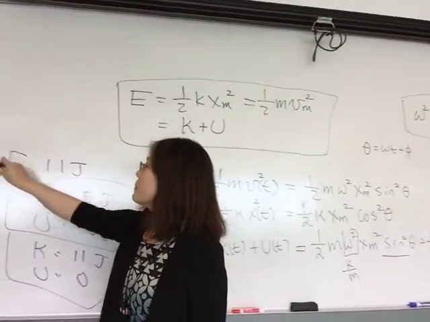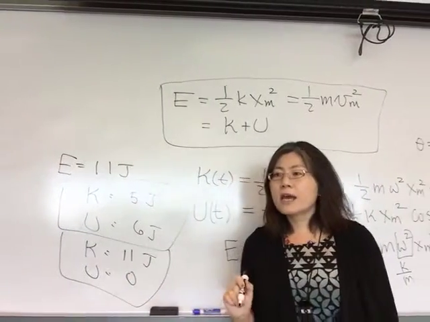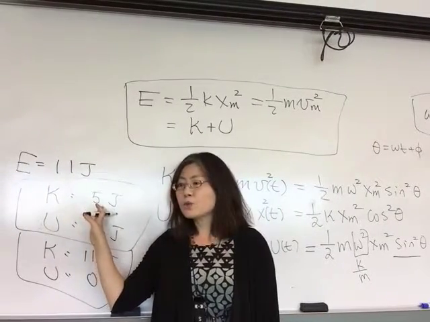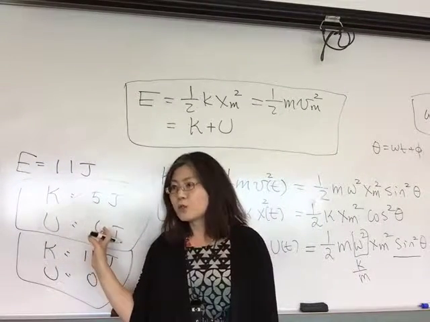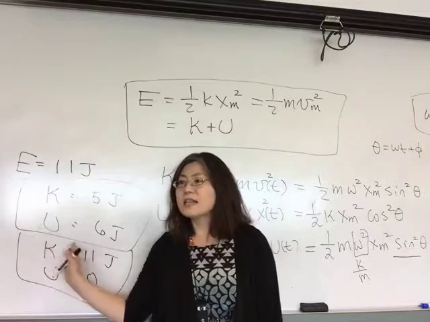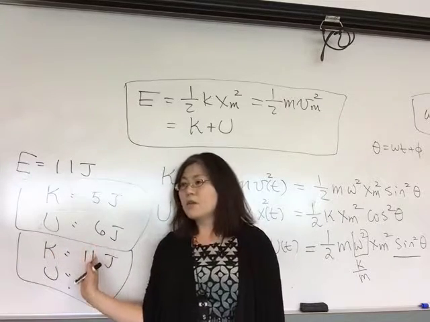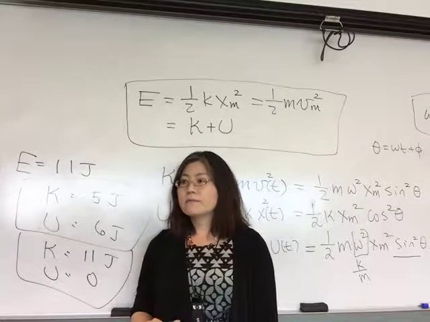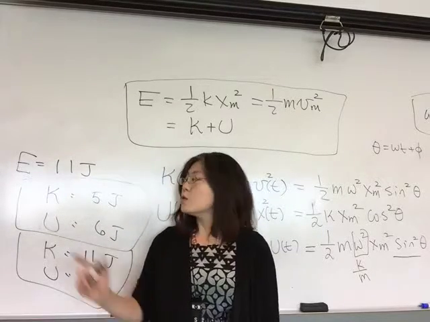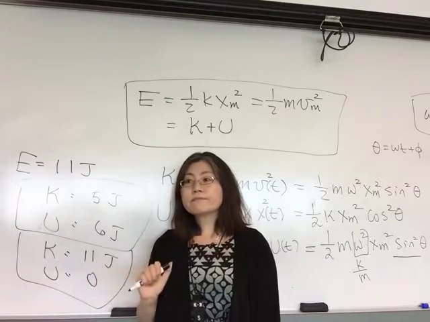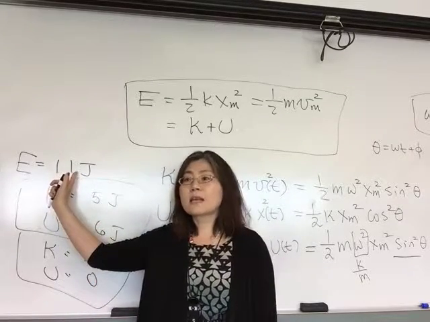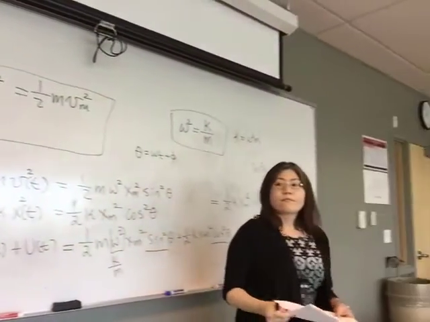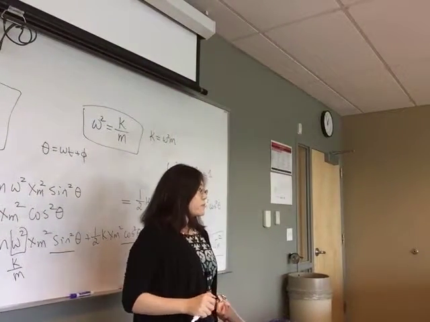I'm just saying that if you have a mechanical energy of 11 joules, you can have a scenario where kinetic energy is 5 joules and potential energy is 6 joules, or kinetic energy can be 11 joules. If kinetic energy is 11 joules, then you have 0 joules for potential, and vice versa. So you can have some combination, but you cannot exceed the maximum. That's 11. Okay? Any other questions? All right.